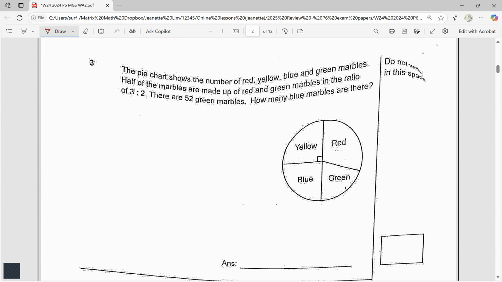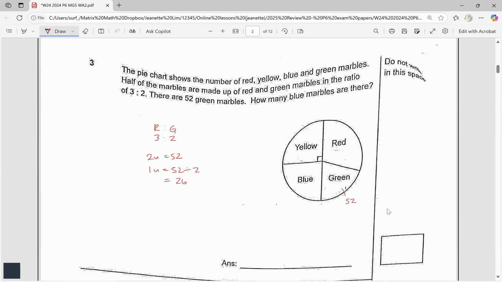Question 3. A pie chart shows the number of red, yellow, blue, and green marbles. Half of the marbles are made up of red and green in the ratio 3 to 2. There are 52 green marbles. How many blue marbles are there? Okay, so the green is 52. Red to green is 3 to 2, which means that 2 units is 52.